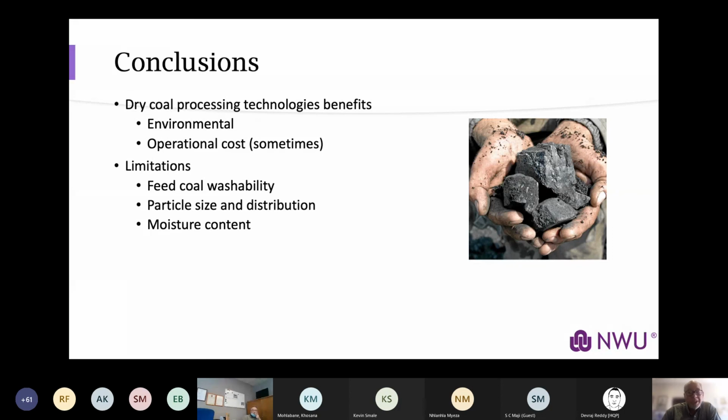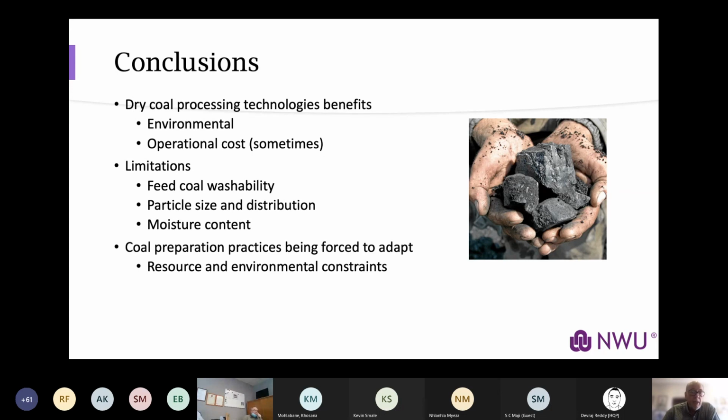So the limitations are then feed coal washability. You don't want difficult coal. Obviously, the easier the coal, the easier the separation. You've got particle size and particle size distribution. You don't want coarse and fine mixed together, and you don't want your total feed to be too fine. And then, of course, a moisture content of between 3 to 7% seems to be ideal.